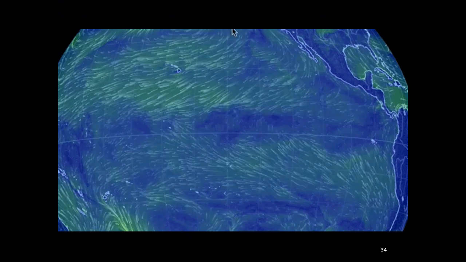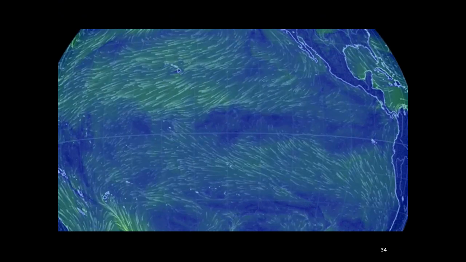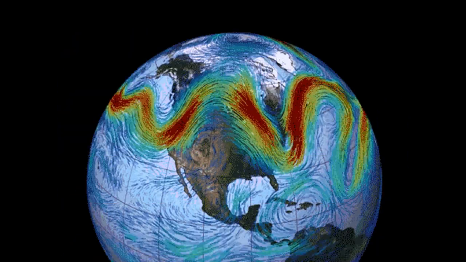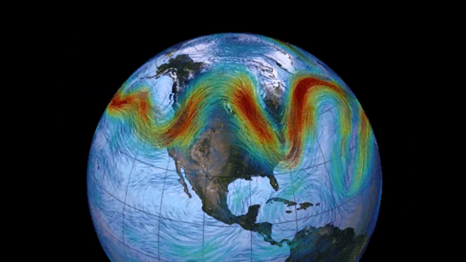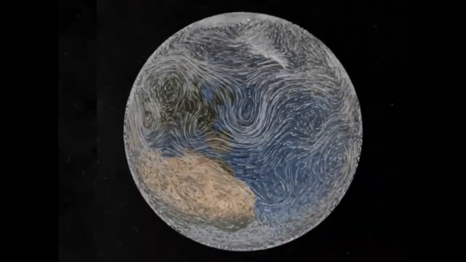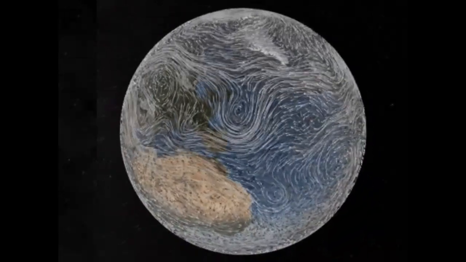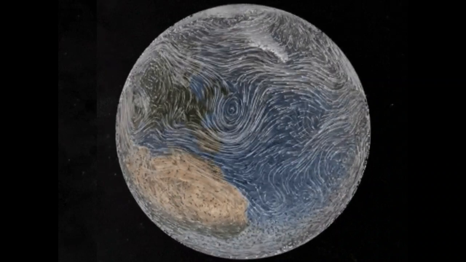So now, if you look at weather updates or the news, you could see how the air moves. All right. So this is actually due to the Coriolis effect. See, this is wind direction.